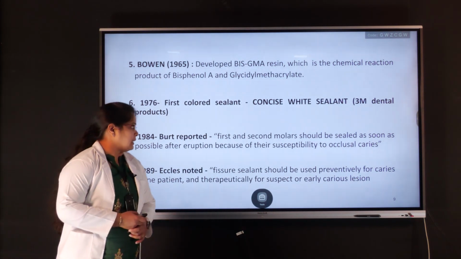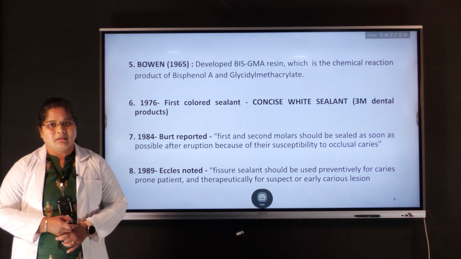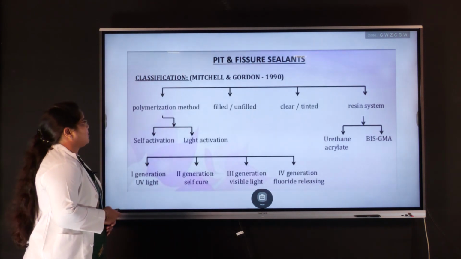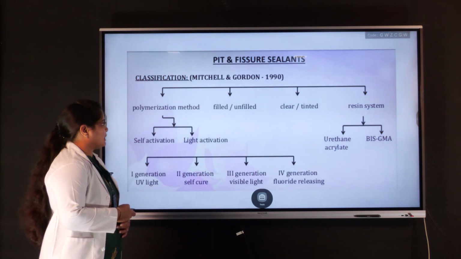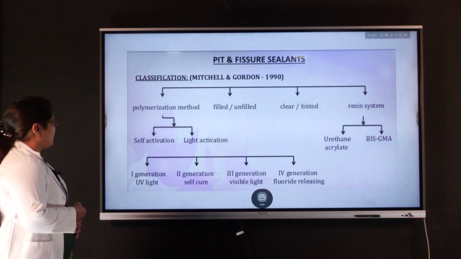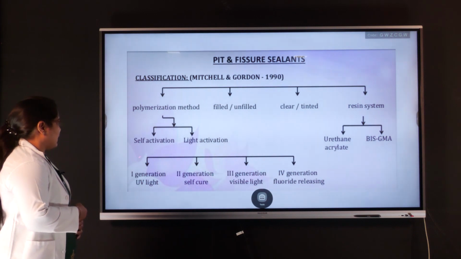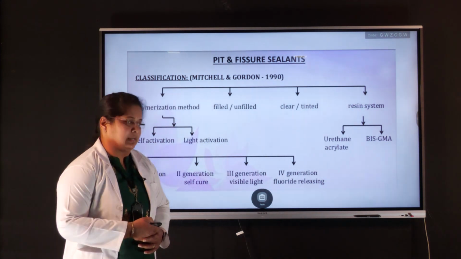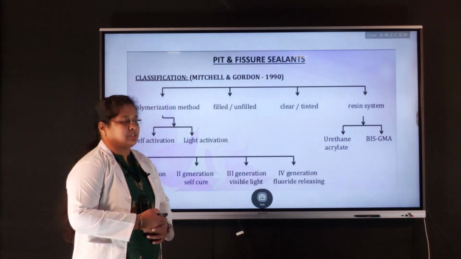Eccles in 1989 stated that pit and fissure sealant materials are used preventively for caries prone teeth, and therapeutically for carious teeth or incipient caries. This is the classification of pit and fissure sealants, based on the polymerization, based on the filler particle, based on the color, and based on the resin system. According to the polymerization system, there are two types: self-activated and light-activated. Light-activated are again four types: first generation, second generation, third generation and fourth generation sealants. Based on the resin system, there are two types: urethane acrylate and BIS-GMA.